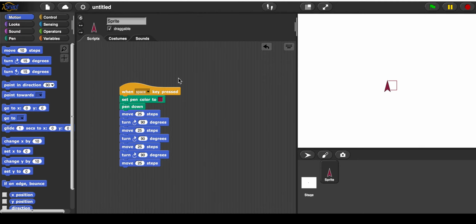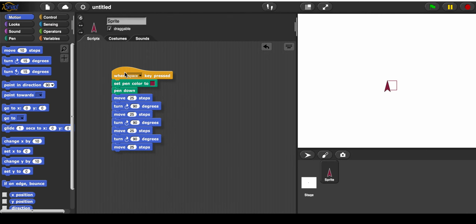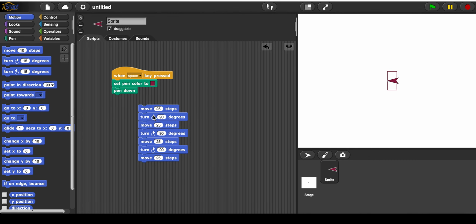So, as I showed you guys, we're already able to draw a square. Now, there is an easier way to do this, right? As we can see, we have this move 25, turn 90, move 25, turn 90, move 25, turn 90, move 25. What is happening here? This code is consistently being repeated over and over and over, right? As I said, steps, right? So these steps are consistently being repeated.